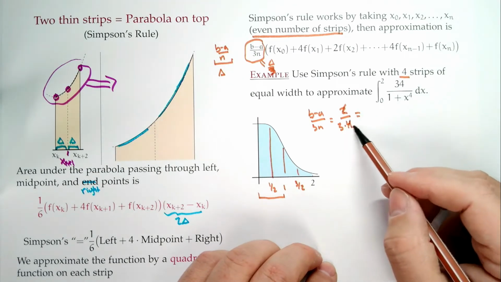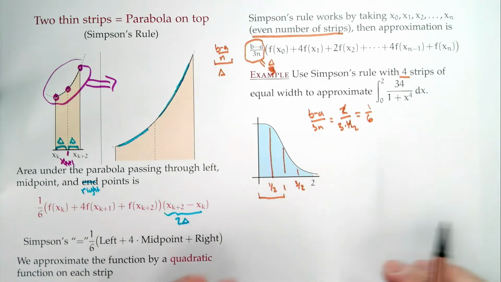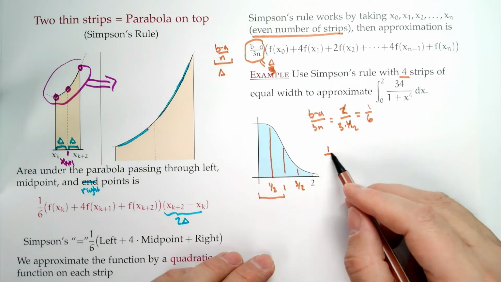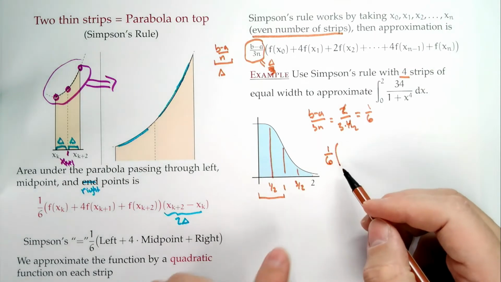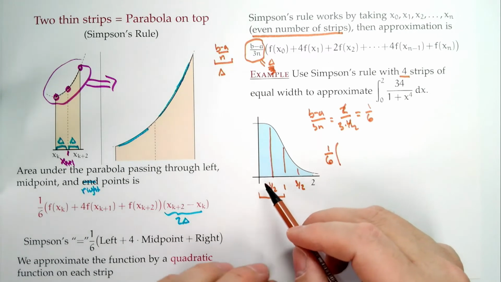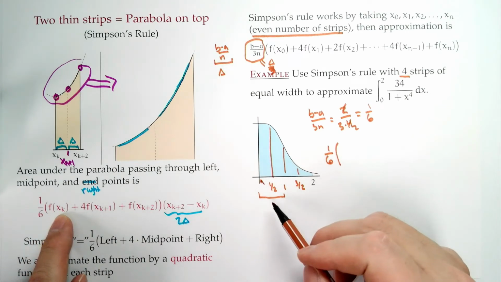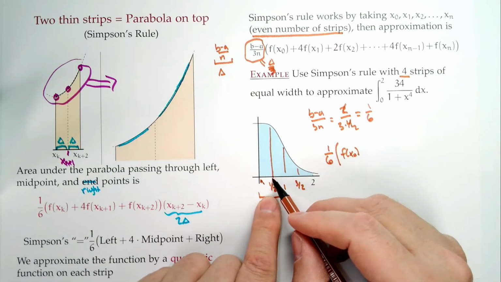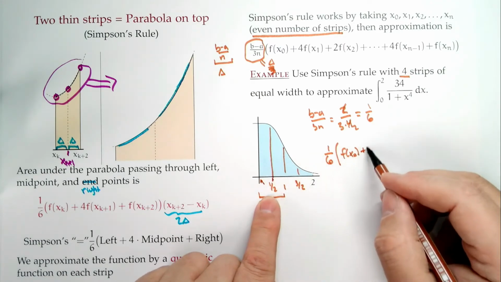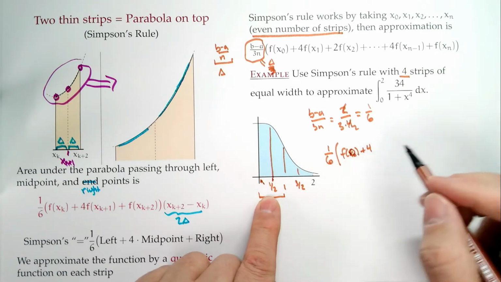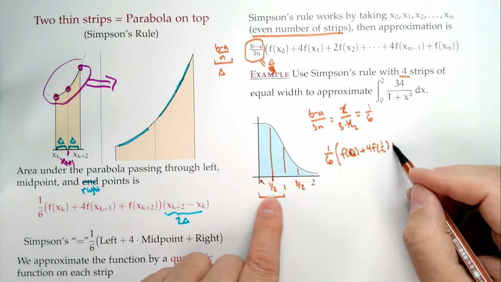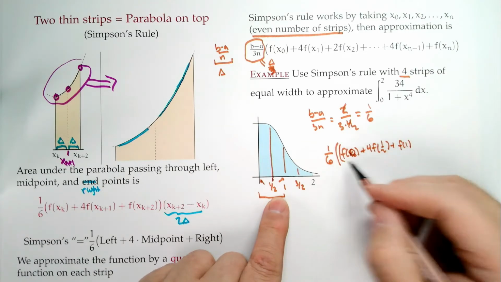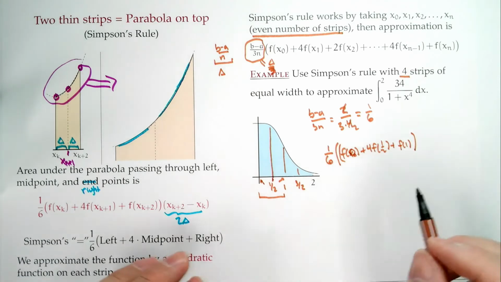Well, the 2, 1/6. All right, 1/6. Good. So we are going to have 1/6. That's our leading coefficient. And then we're going to do what? Well, the rule says we're going to take our left hand, which is f of x0, plus 4 times the joining where the 2 strips combine. So x0 is just 0, plus 4 f of 1/2, plus the right end. That's going to be f of 1. That's going to be my first one, kind of.